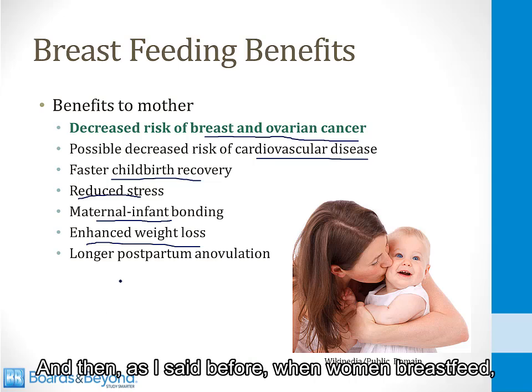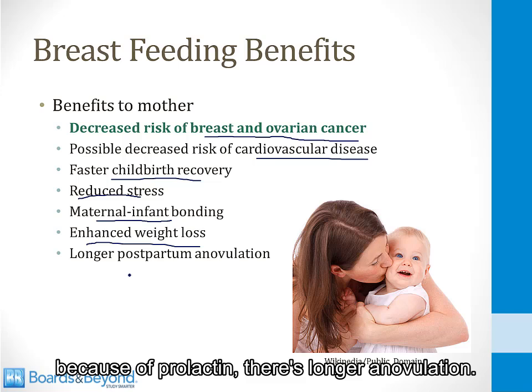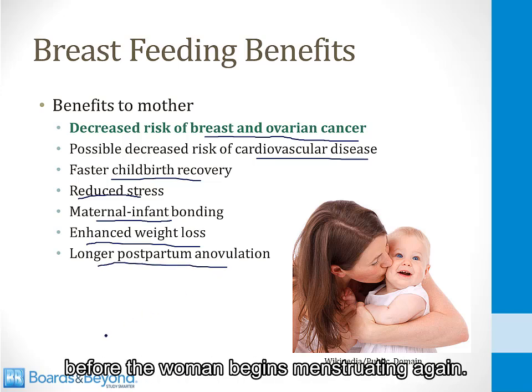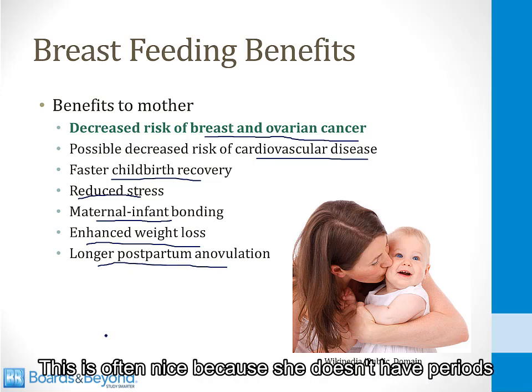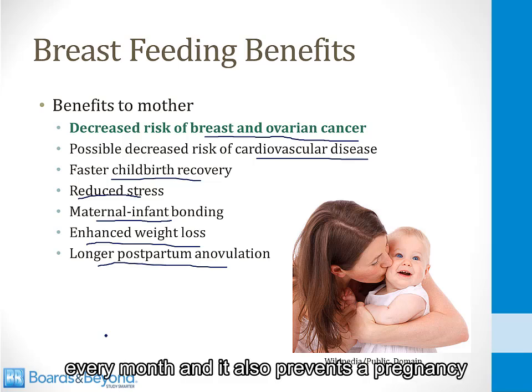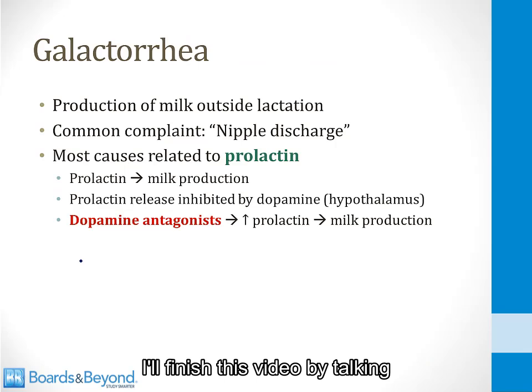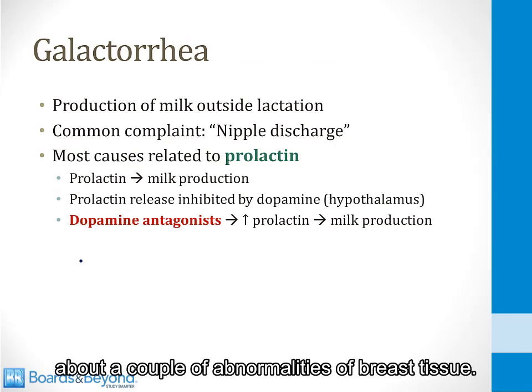And then, as I said before, when women breastfeed, because of prolactin, there's longer anovulation, in other words, a longer period of time before the woman begins menstruating again. This is often nice because she doesn't have periods every month, and it also prevents a pregnancy in the newborn period. I'll finish this video by talking about a couple of abnormalities of breast tissue.